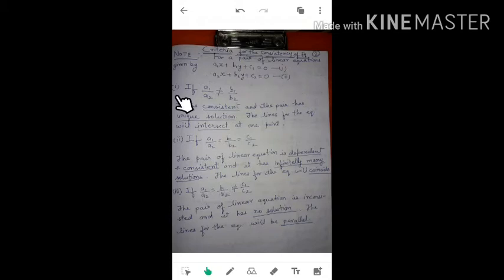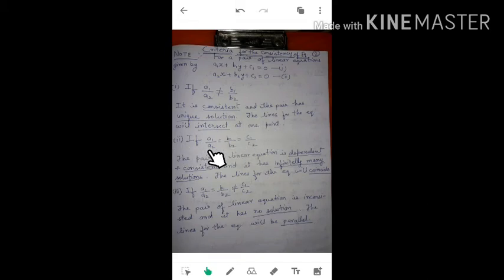Now, first case: if a1 by a2, that is the ratio of the coefficients of x, is not equal to b1 by b2, that is the ratio of the coefficients of y, then we'll say that this pair of equations is consistent. Consistent means it has an answer, and the pair has a unique solution. Whatever the solution of these equations, it is unique. It means only one solution. And if we draw lines for the equations in a Cartesian plane, the lines will intersect at one point.